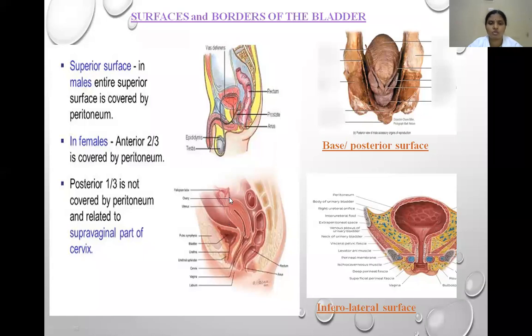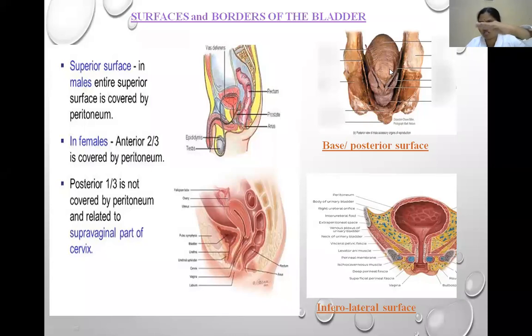Rectovesical pouch. This is the rectovesical, and behind the uterus is the recto-uterine pouch. Whereas in males, if you compare, this peritoneum reflects from the rectum onto only the posterior surface. See in this picture, you identify this is the posterior surface of the urinary bladder. In case of males, it extends onto the upper part of the posterior surface, otherwise called the base. What is that? The upper part of the base of the urinary bladder.